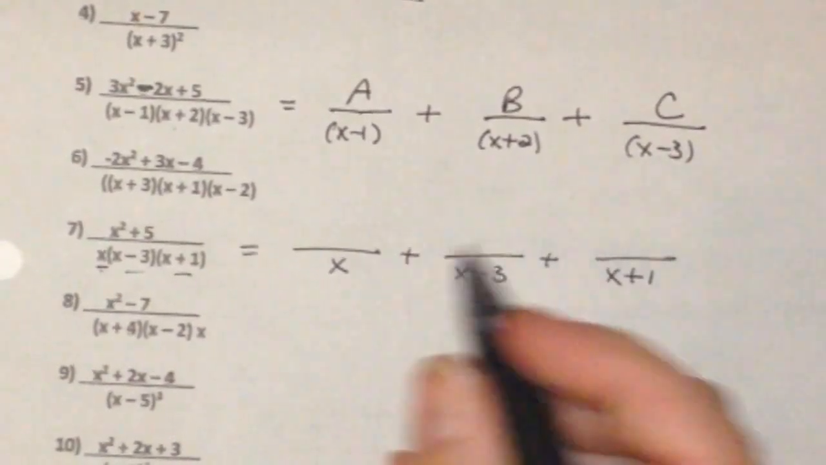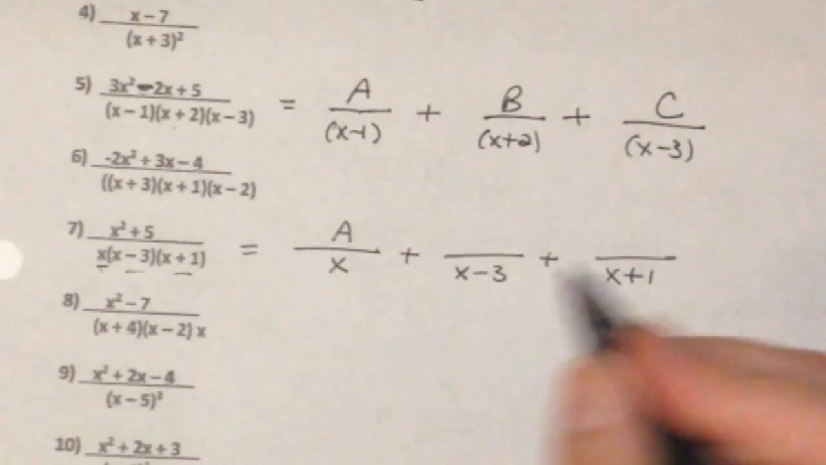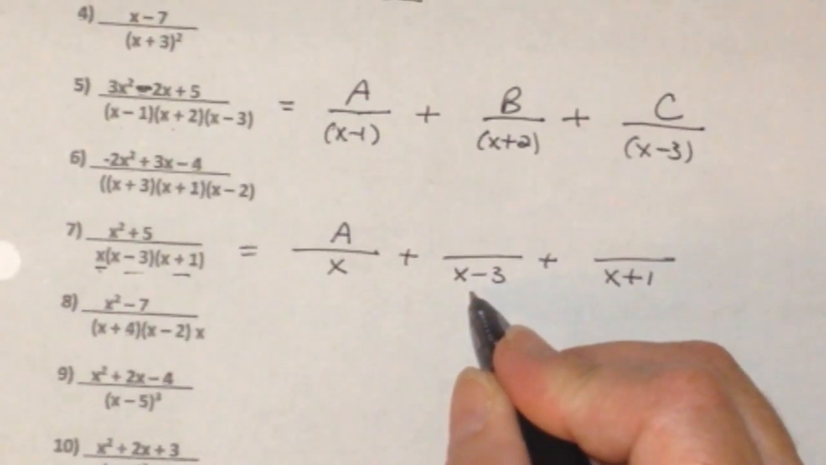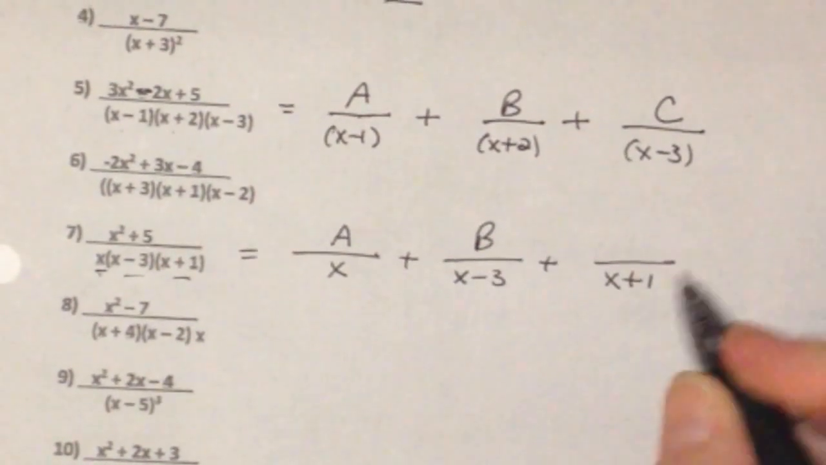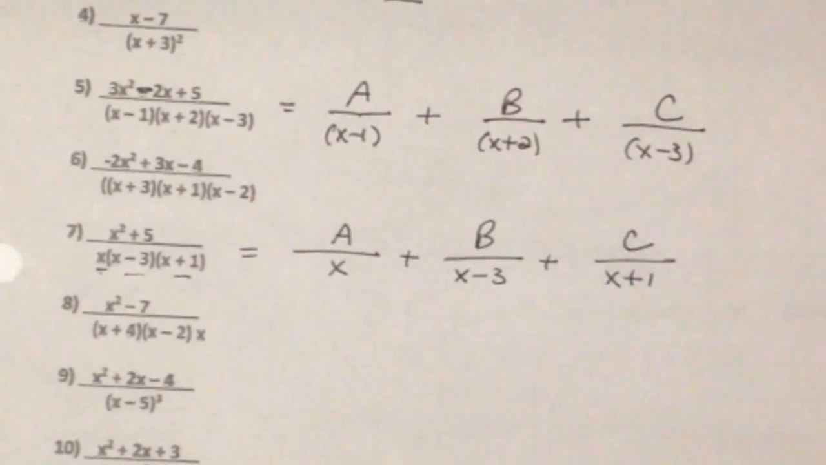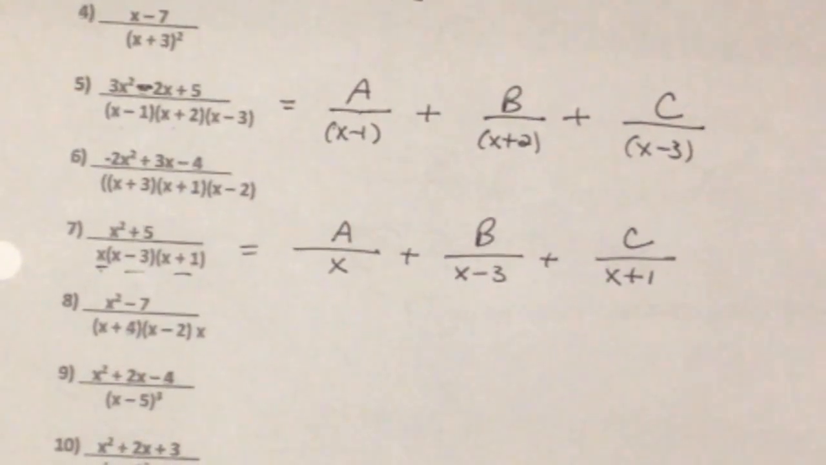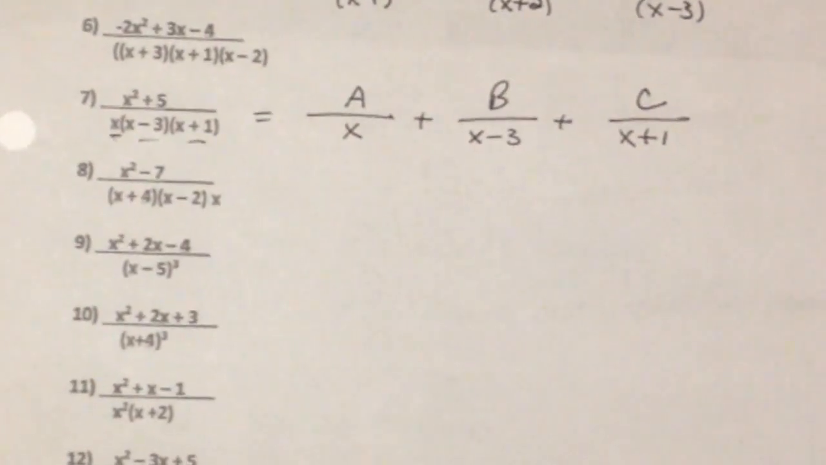The degree of this denominator is 1. We get a constant. The degree of this denominator is also 1. We get a constant. The degree of this denominator is also 1, so the numerator will have a constant. 8 is very similar. Let's look at number 9.